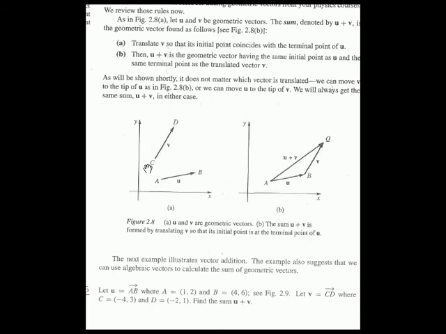And you can find the components of the vector by subtracting the tail point from the head point. You add vectors algebraically just by adding their components.